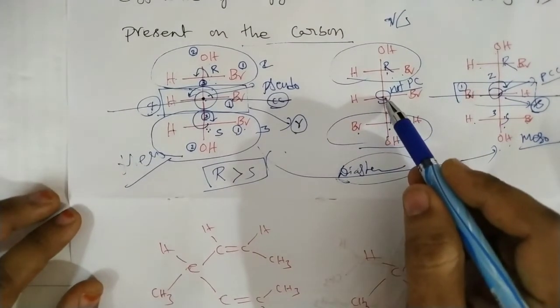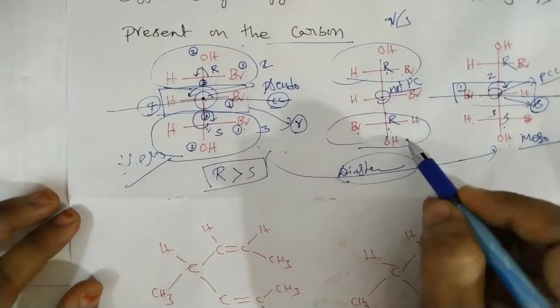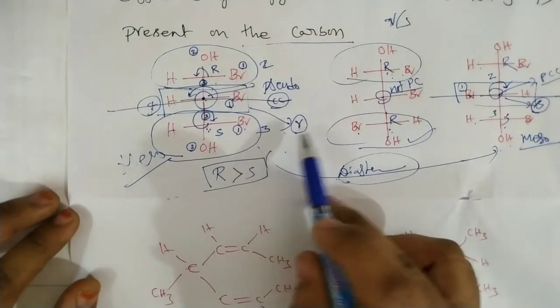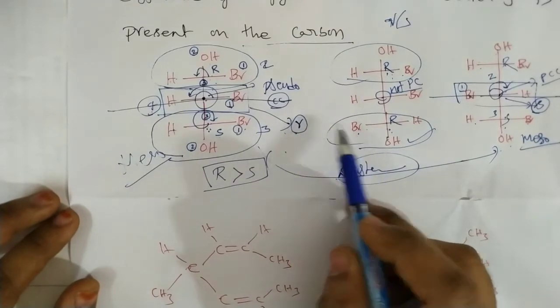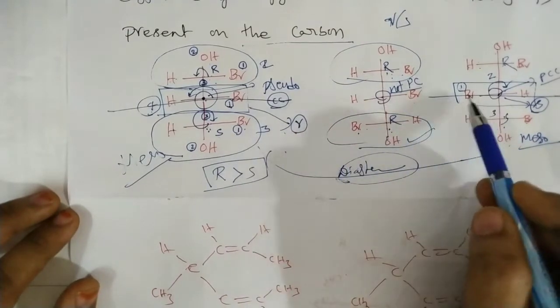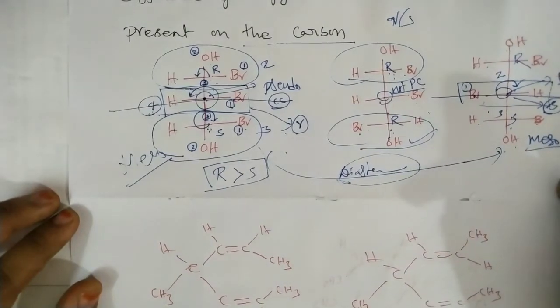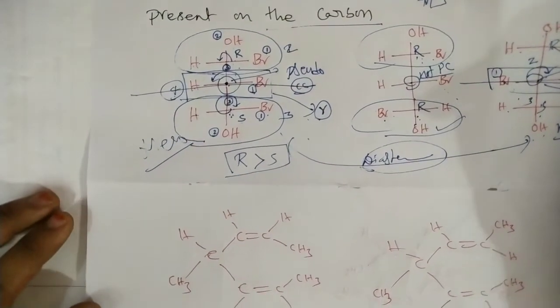Coming to this one, this compound has no plane of symmetry. This compound is optically active. And the relation between these two is again non-mirror images, so they are diastereomers, and these two are also non-mirror images, diastereomers. So that is about the pseudo-chiral carbon.